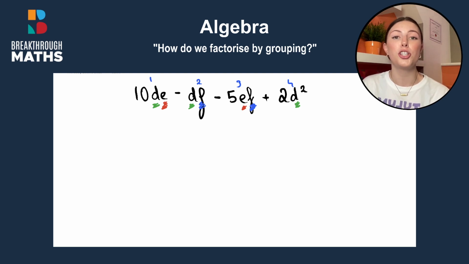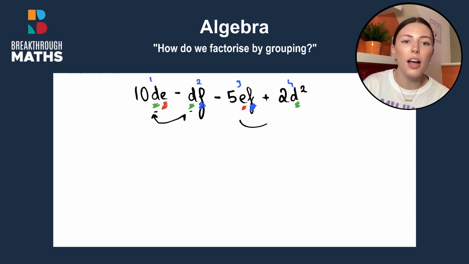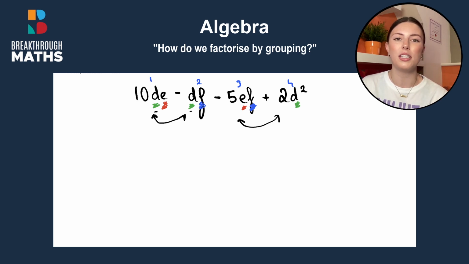Well, we need to make 2 pairs, and each pair needs to have a colour, or in this case, a letter in common. Okay, so let's say we paired 10DE with minus DF. That would work because they both have a term in green. They both have D. But then we're left with minus 5EF and plus 2D squared. But this pairing won't work because 2D squared has neither red or blue. They have nothing in common. So we have to go back to the drawing board.